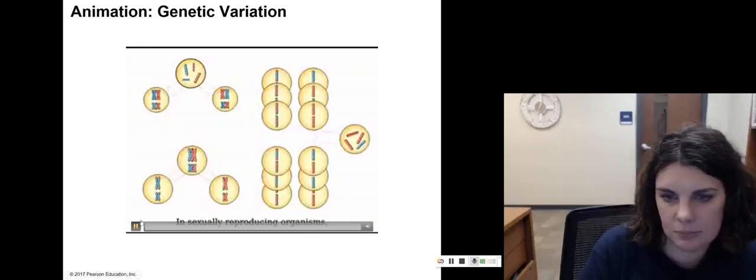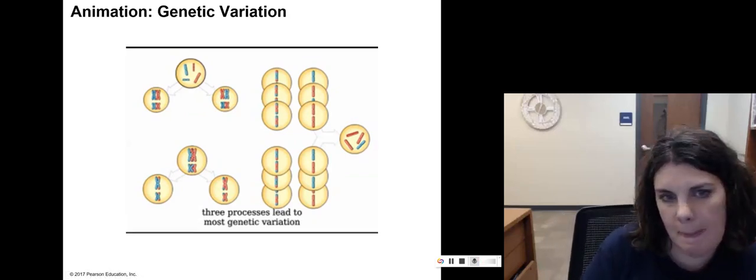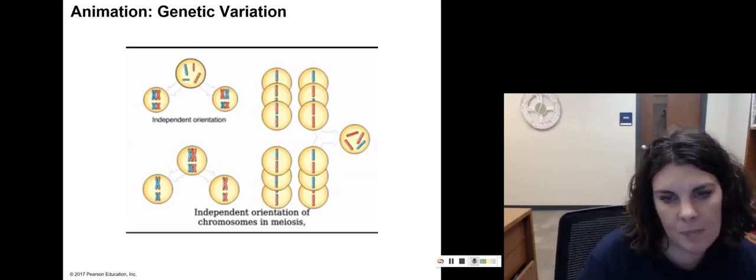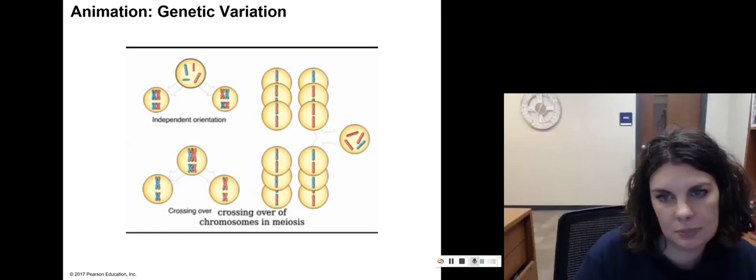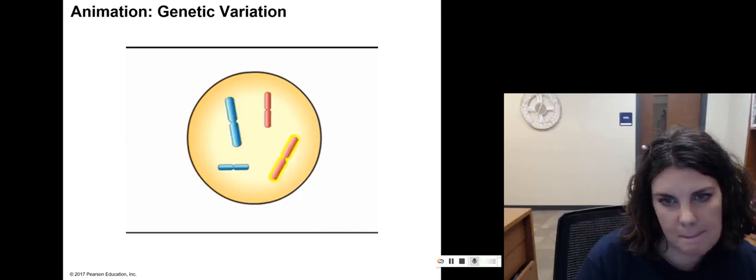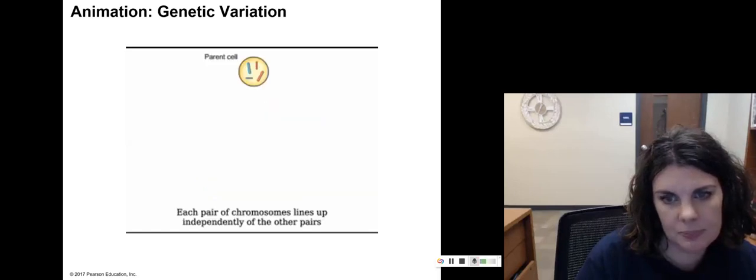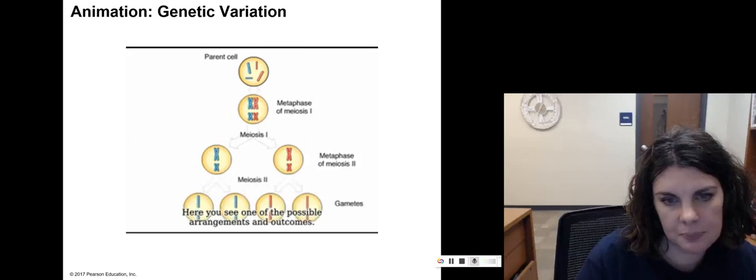In sexually reproducing organisms, 3 processes lead to most genetic variation: independent orientation of chromosomes in meiosis, crossing over of chromosomes in meiosis, and random fertilization. Each pair of homologous chromosomes consists of 1 chromosome inherited from the father and 1 from the mother. Here we have color-coded them blue and red. Each pair of chromosomes lines up independently of the other pairs in metaphase 1 of meiosis. Here you see one of the possible arrangements and outcomes.